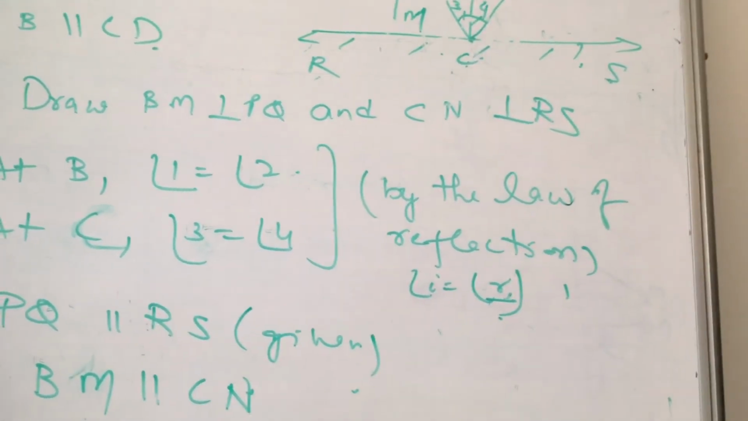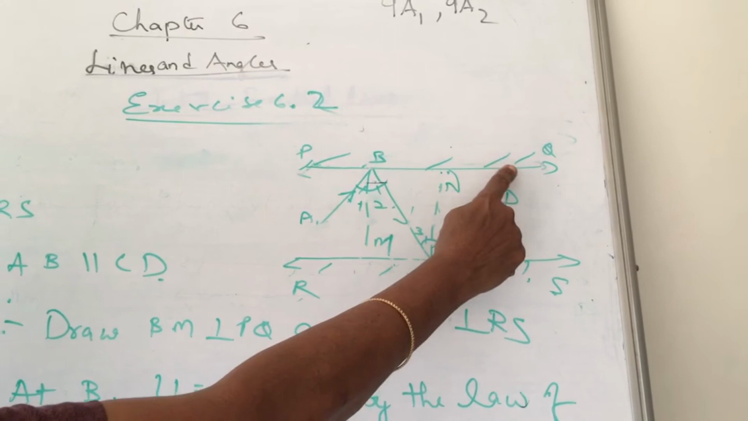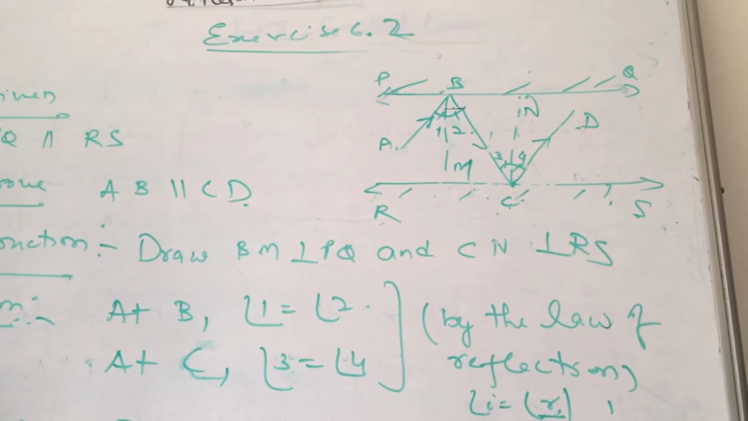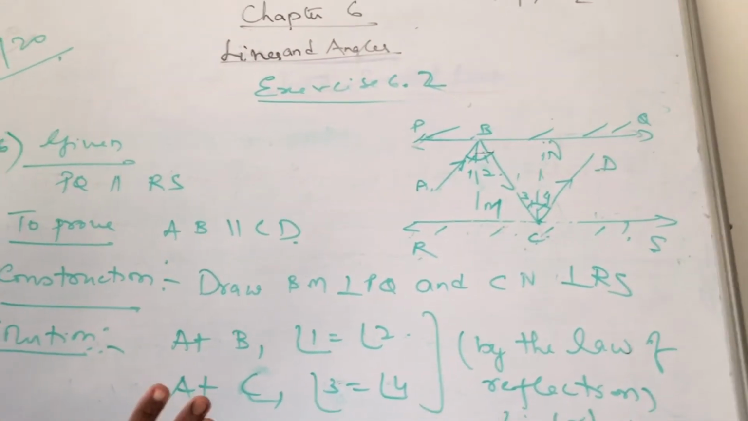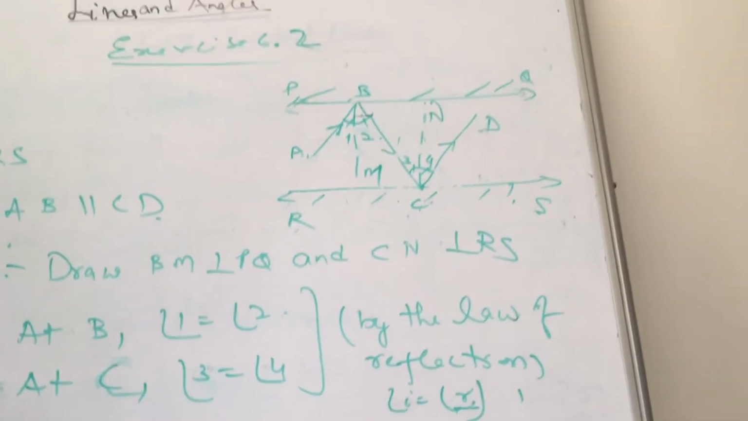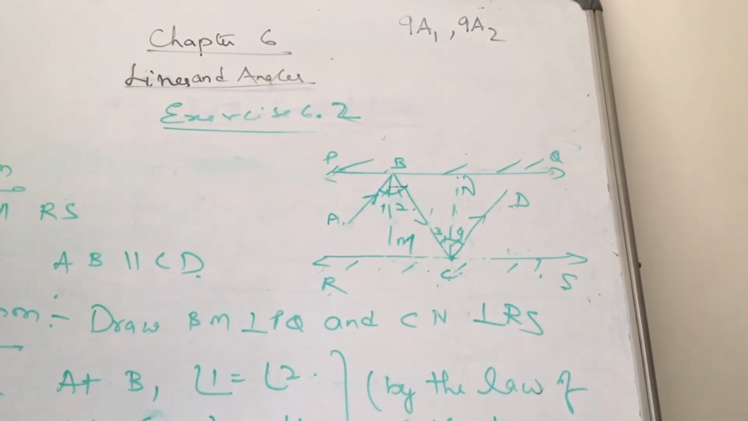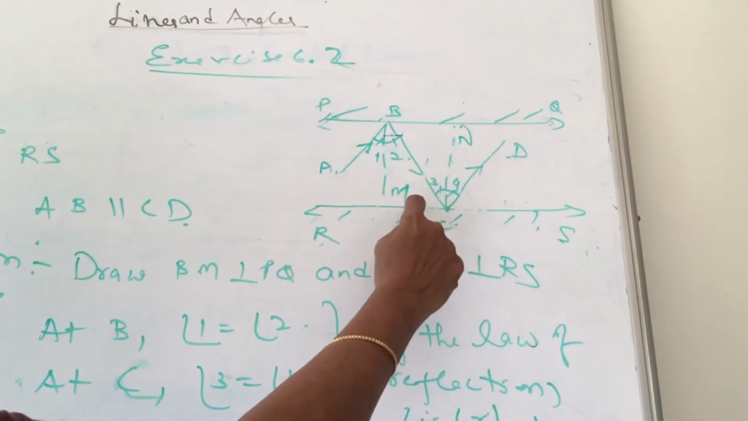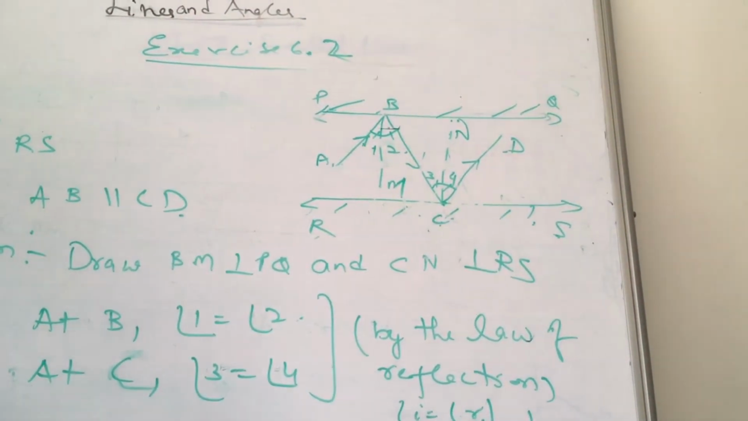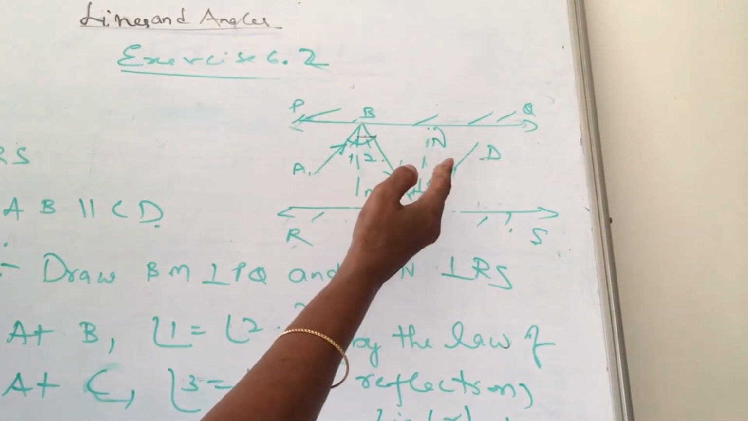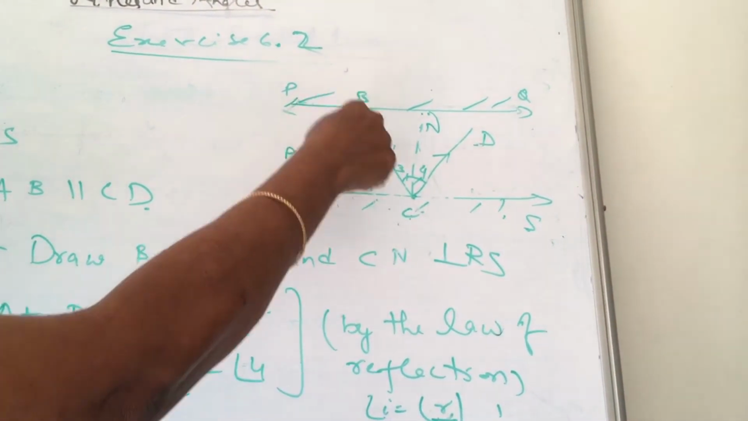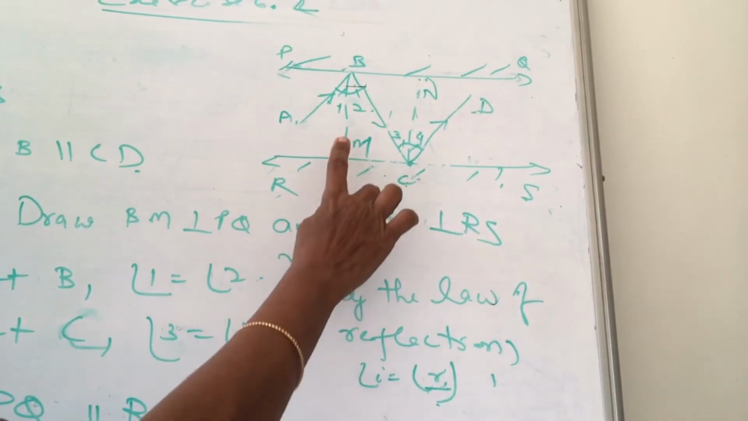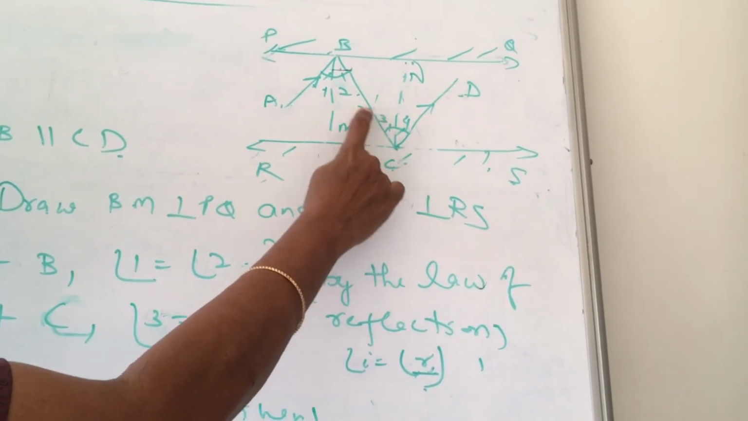So the construction made is BM drawn perpendicular to PQ and CN drawn perpendicular to RS. Two lines perpendicular to the same parallel lines are also parallel to each other. Therefore, BM is parallel to CN. If the lines are parallel, you have a transversal BC. If BC is the transversal for BM and CN, children, what angles are 2 and 3?